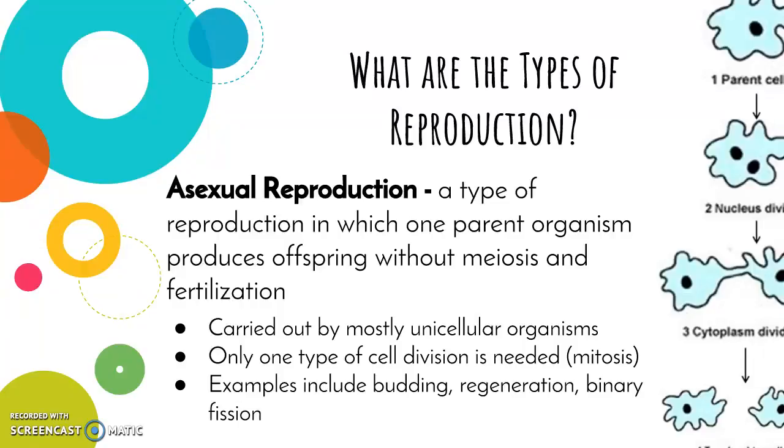These are usually single-celled organisms, and they don't need to go through meiosis. They only need to go through mitosis. This would be something like budding, regeneration, binary fission. Organisms such as bacteria would go through this.